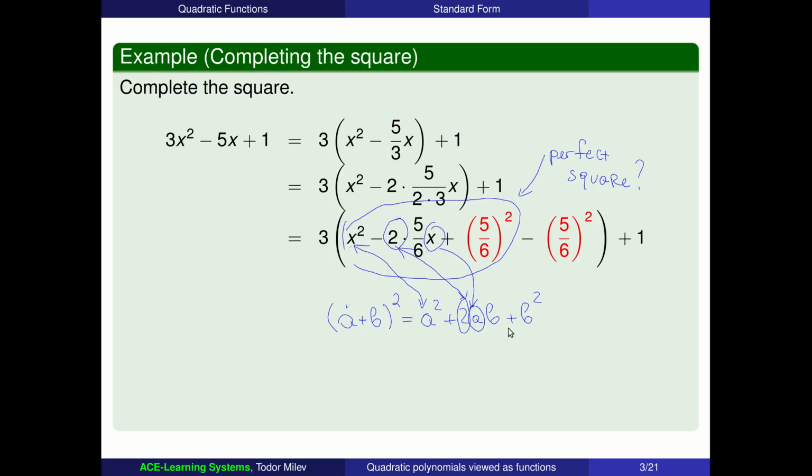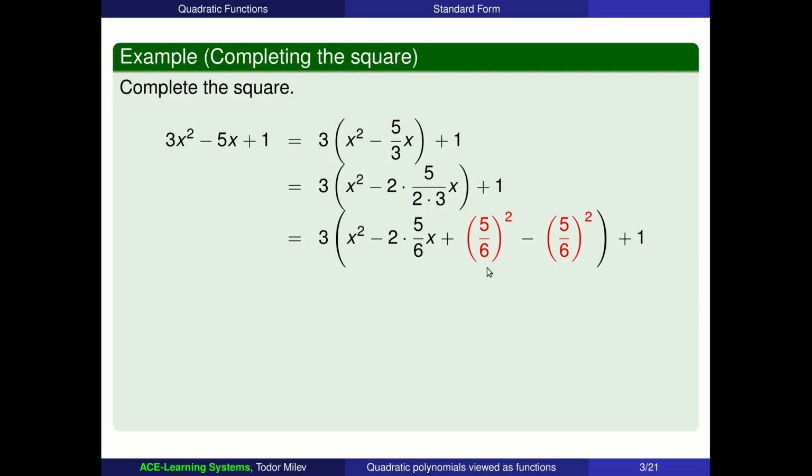And what would b be then? Well, this number 5/6 would have to be b, so as to make the expression that we see here match the pattern a plus b squared equals a squared plus 2 times ab plus b squared. Well, if b is 5/6, then b squared naturally becomes 5/6 squared. So we have to add 5/6 squared and subtract 5/6 squared in order to complete the square.